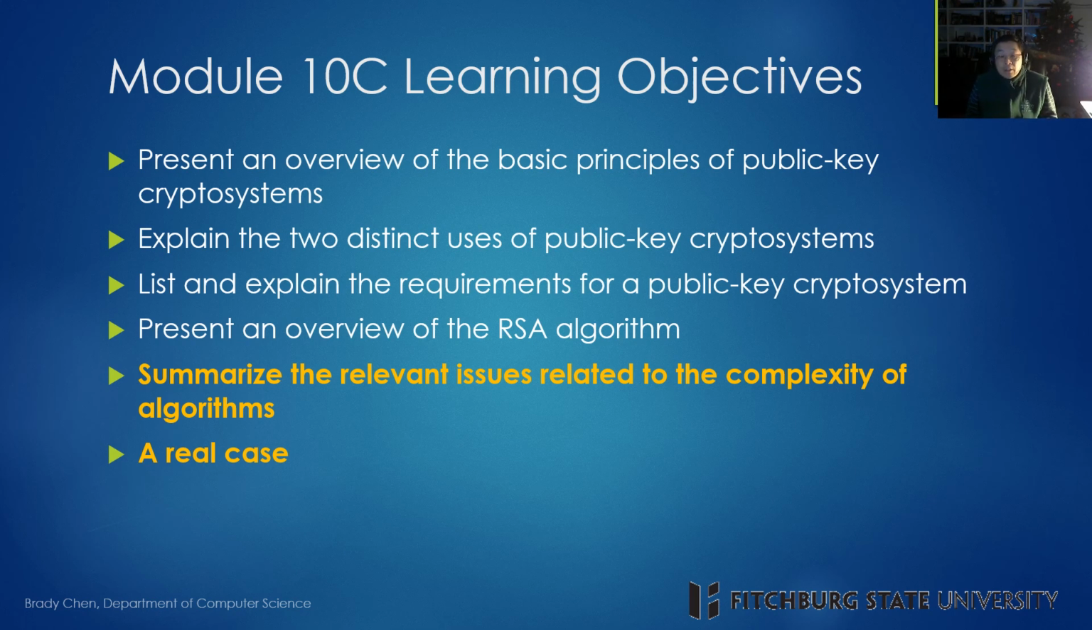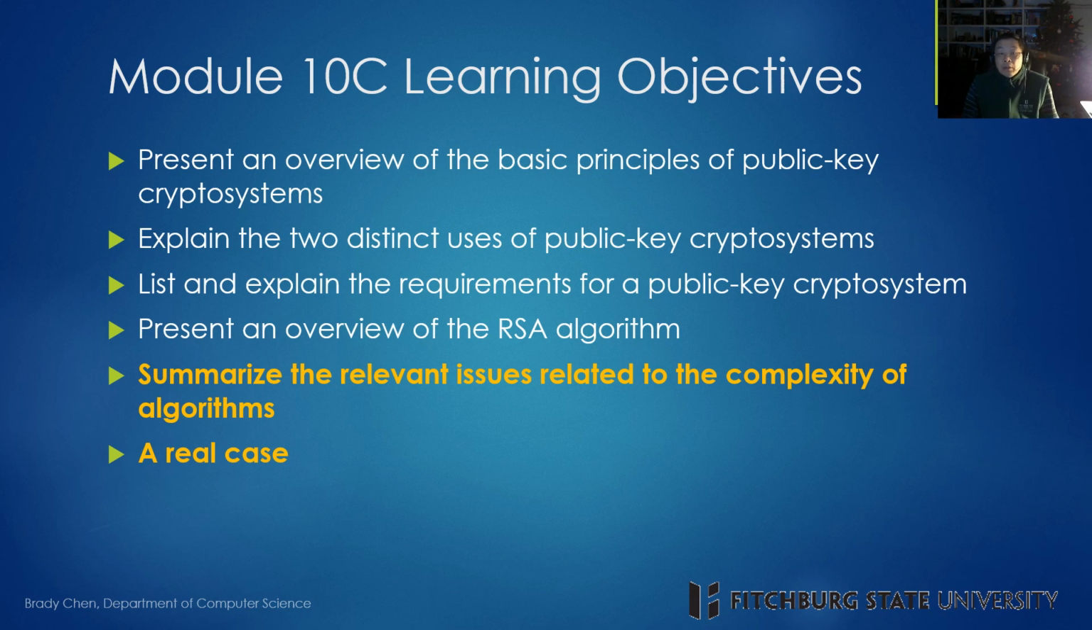The symmetrical system is also called a conventional system or private key system. In the symmetrical system, when the sender tries to send a message to the receiver, the sender is going to encrypt the plain text with a private key, and then the receiver is going to decrypt the message using the same key. So both sides use the same key. That's the reason why it's called a symmetrical system, because they use the same private key.